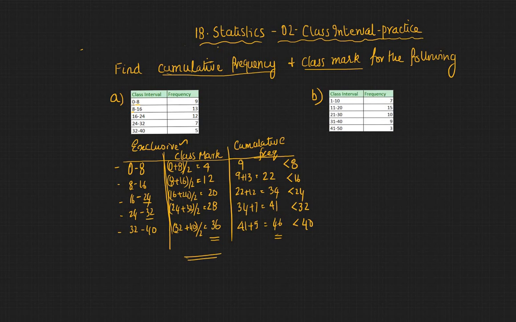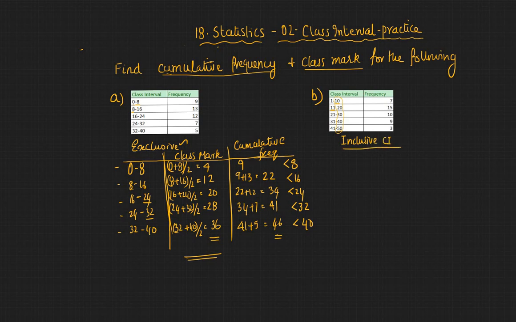The second one is, here you find the class interval. We find that this is inclusive, so all these on the right side that you see are included. We know that because this and this are not equal. So this is an inclusive class interval.